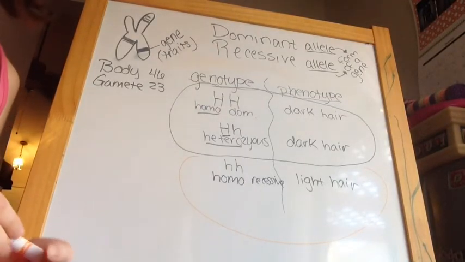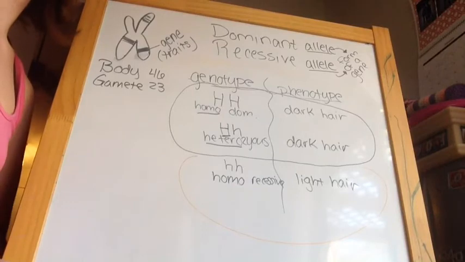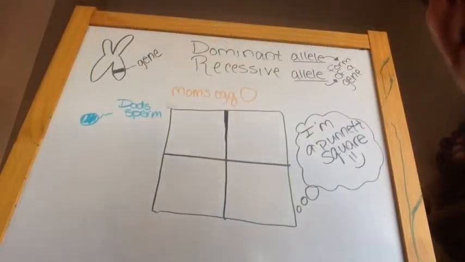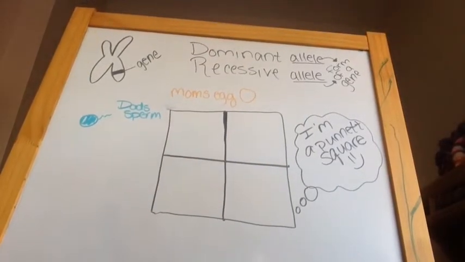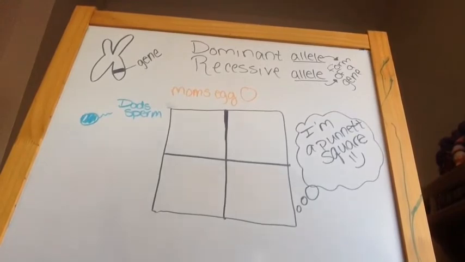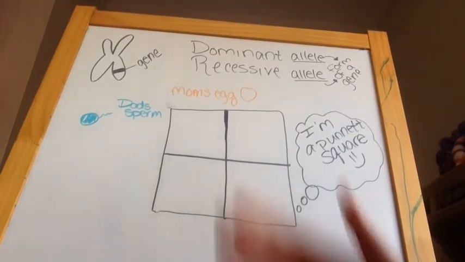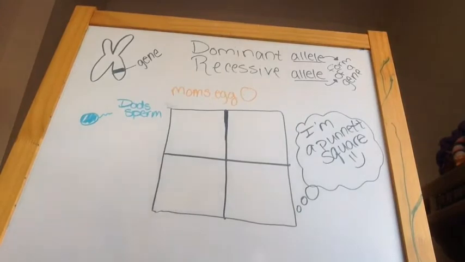So I hope that helped, and now we're going to move on to working some Punnett squares. Okay, so now that you have a little bit of background about what chromosomes and genes are, let's talk about what happens when mommy's egg meets daddy's sperm and we have to construct a Punnett square.